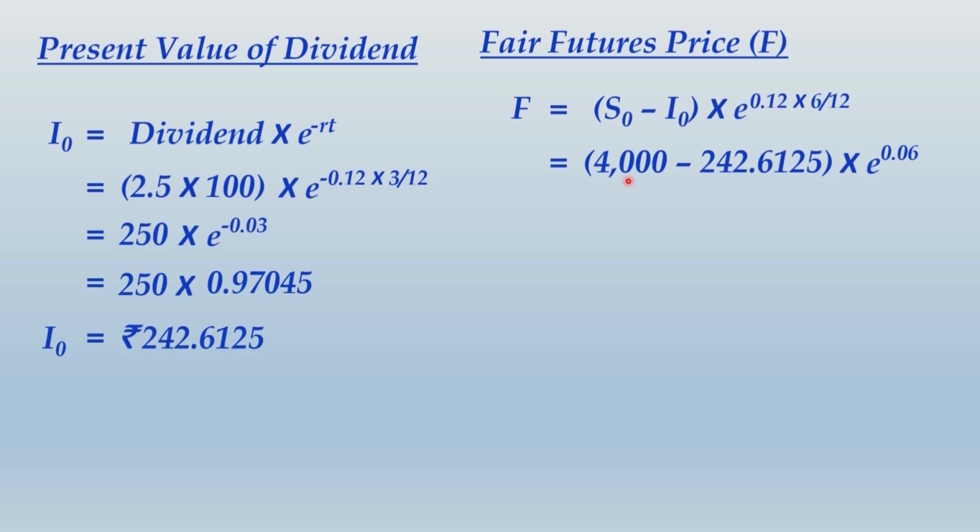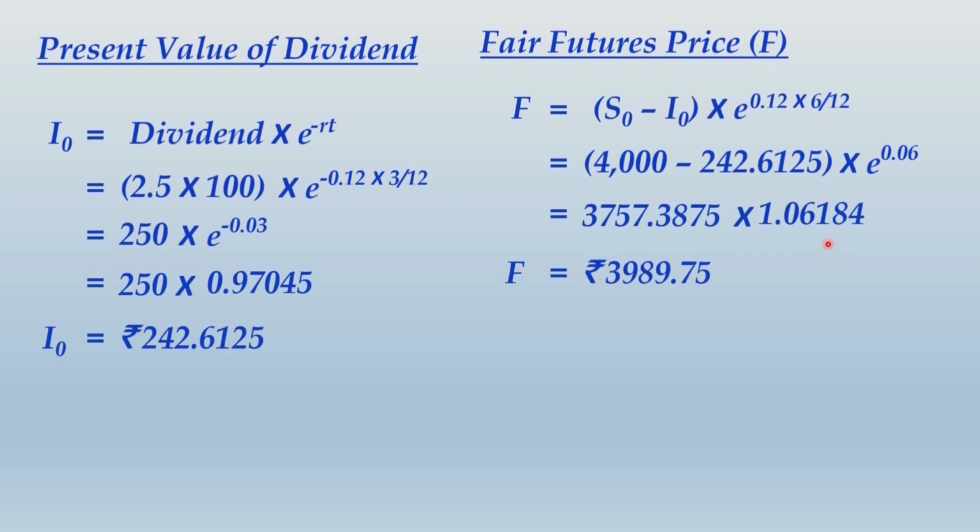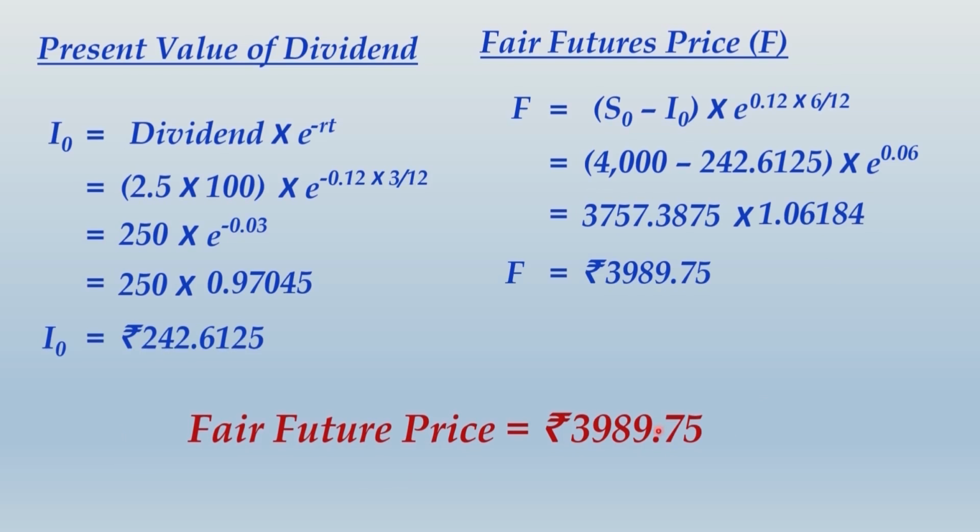So S0 will be for 100 shares, that is 4,000. This dividend is already for 100 shares, that is 242.6125, what we have just computed over here, multiplied by e raised to 0.06. When you take the values given within the bracket, it gets the net amount of 3757.3875, and e raised to 0.06 is given to you in the question as 1.06184. Finally, the fair futures price comes to 3989.75, which we have written down over here.